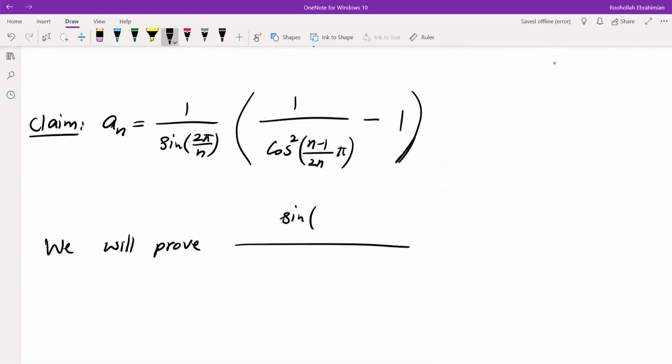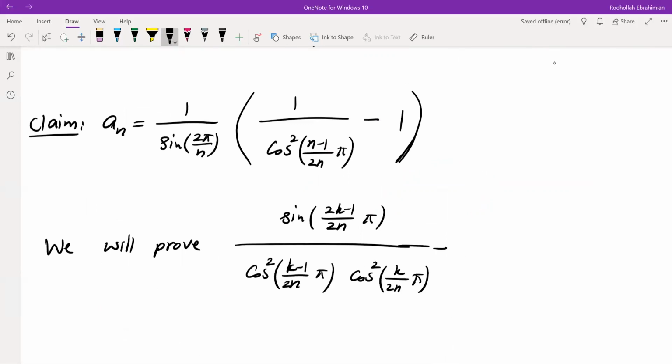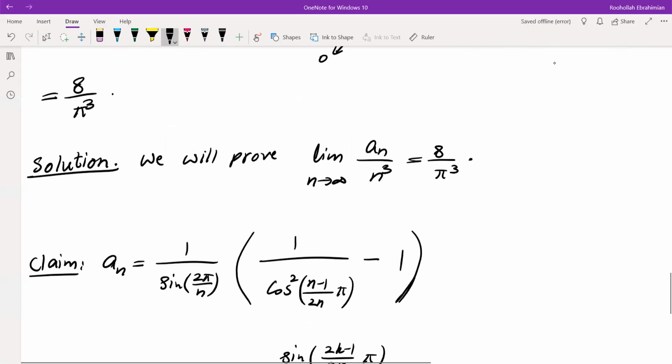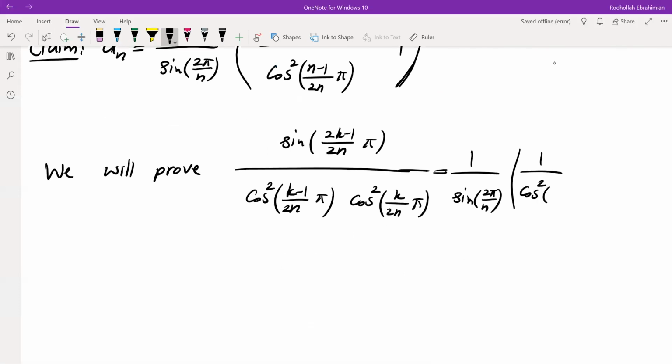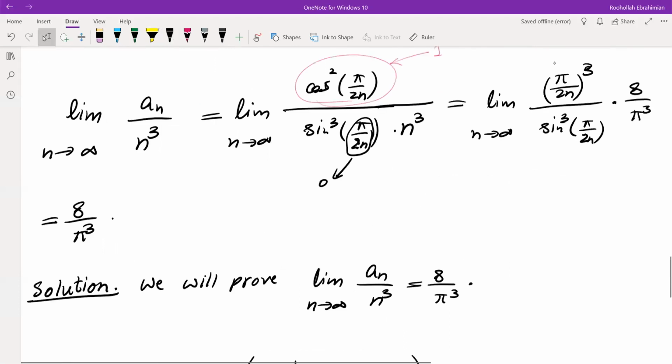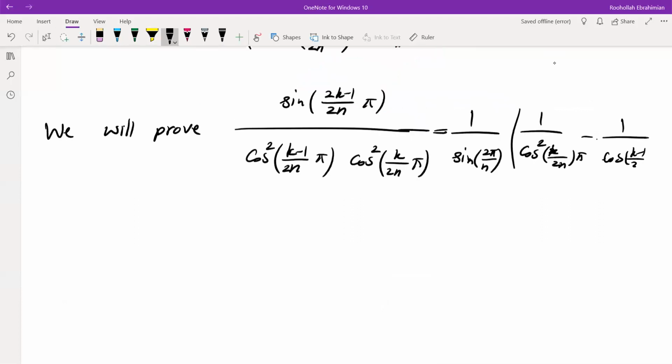Okay, so we will prove the term that I had, which was sine of (2k minus 1) over 2n pi over cosine squared of (k minus 1) over 2n pi times cosine squared of k over 2n pi, is equal to 1 over sine of pi over 2n times 1 over cosine squared of (k minus 1) over 2n pi. So let me go back and take a look. I guess the k was first. So that minus the other one, minus 1 over cosine squared of k over 2n pi.